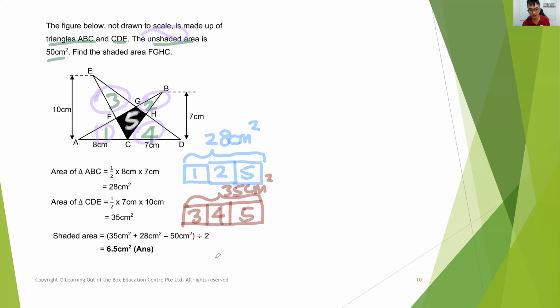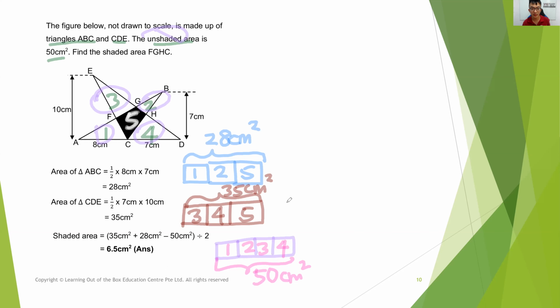Being the very kiasu father, I will do it slowly. Don't rush. Parents and children, don't rush. No one is chasing you. Take your time to understand. If you want to do well for your maths, you need to do something different from most people. Most people just rush through and want to get it done. If you want to do well, slow down and understand. So this is 50 cm square.